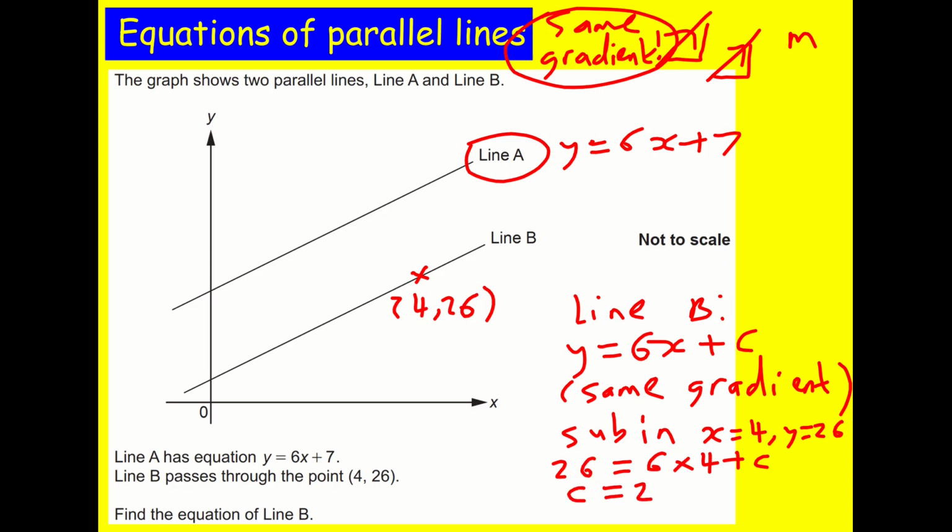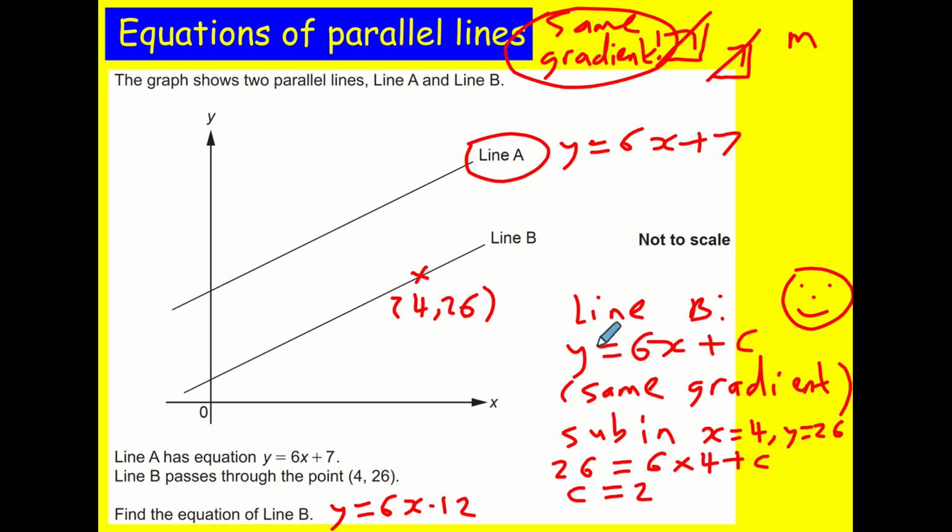I've figured out both the gradient of the new line, because it's parallel, it's just exactly the same as line A, and now I've also figured out my value of c. So my final answer is, I don't just have y equals 6x plus c, I have y equals 6x plus 2. And I'm done. This level of working is what I would expect to see.